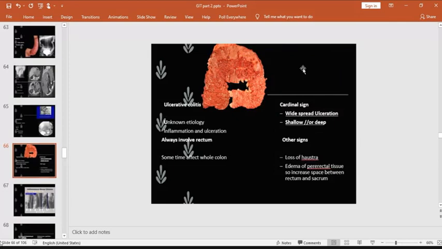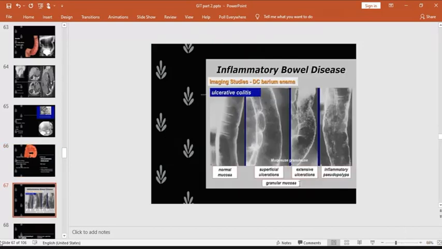Now we talk about ulcerative colitis. It is also of unknown etiology. Inflammation and ulceration always involve the rectum, and sometimes the process involves the whole colon. The cardinal sign is widespread ulceration. It may be shallow or deep. Other signs: loss of the rugae, edema of the rectal tissue, so increased space between the rectum and the sacrum. But the most important finding is the ulceration.